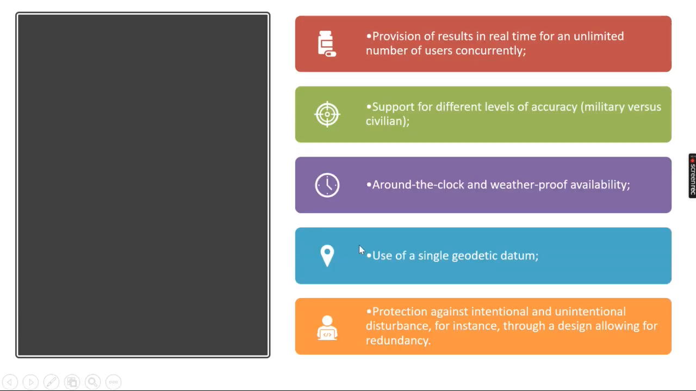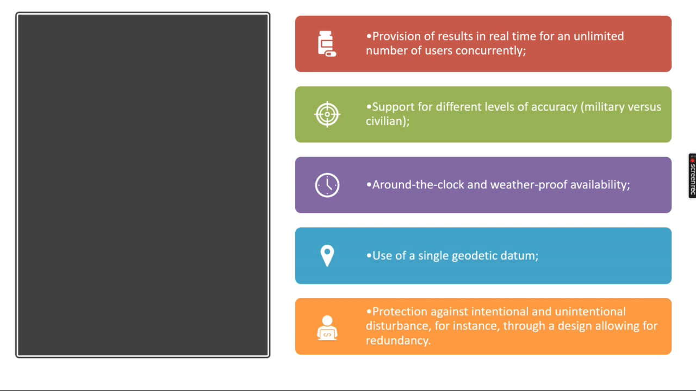Now, what is the importance of this? That we can actually find out the position of an object on the surface of earth through satellites, but we cannot use just one satellite. We have to use 2, 3 or 4 satellites to exactly locate the position of any object or any device on the surface of earth. So provision of result in real time for unlimited number of users concurrently was provided in the satellite based positioning.